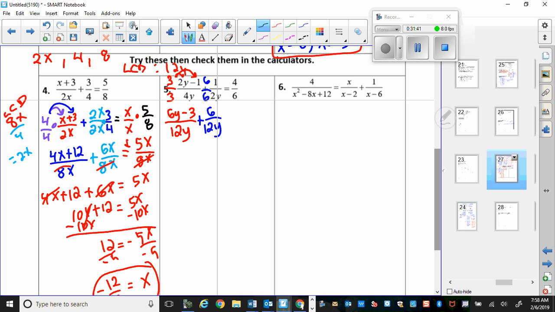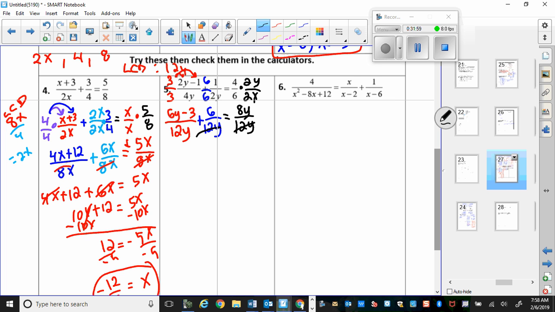Lastly, equals 4 over 6y. So I need a y term and I need a 2 to get 12, right? So we got to have our multiplication facts down. So 4 times 2 is 8y's over 12y's.